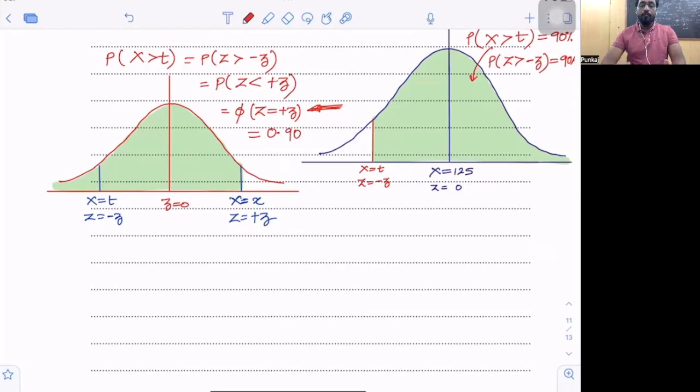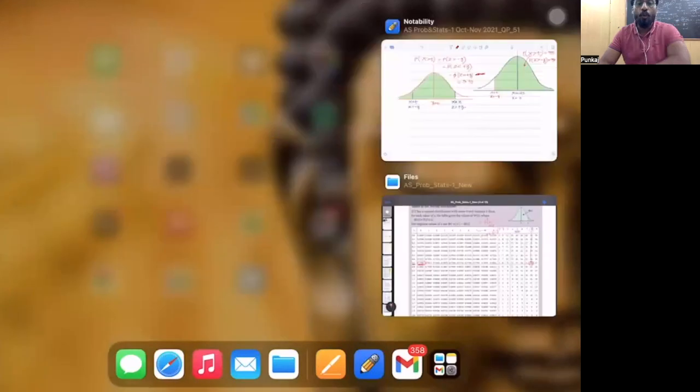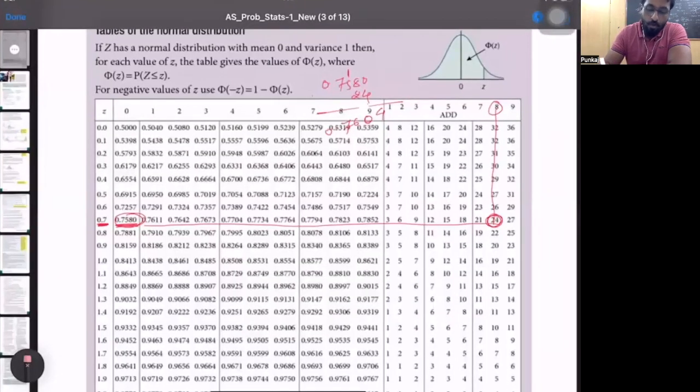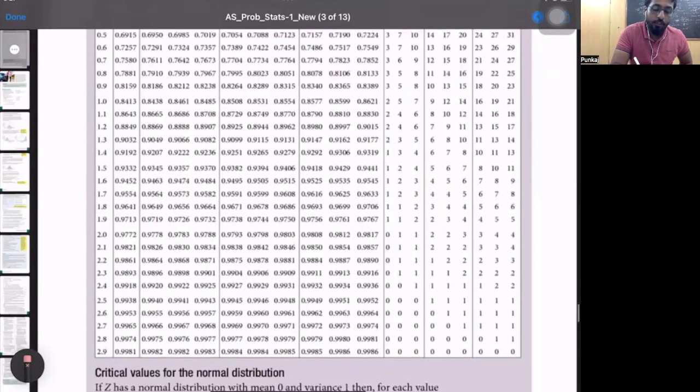So now if you go to the table, for what value of z do you get 90%? So again, students, very important, you don't have to find 0.9. What value of z will give you 0.9 is what you need to find. So you will not go like this, you'll search for 0.9 and then see the probability.